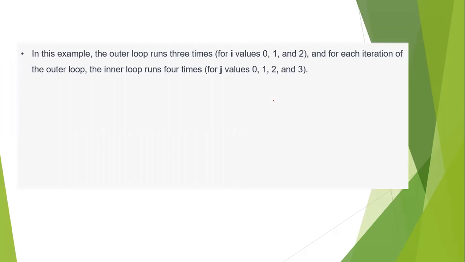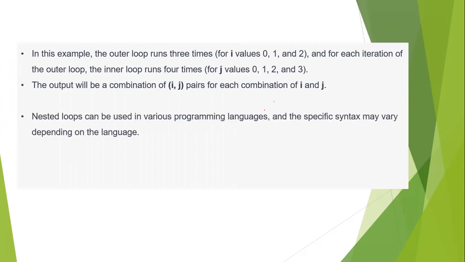Now see, this is the description of the upper loop. In this example, the outer loop runs 3 times for i values 0, 1, and 2. For each iteration of the outer loop, the inner loop runs 4 times for j values 0, 1, 2, and 3. So the output will be an i, j pair for each combination of i and j, as we have written in the print command.